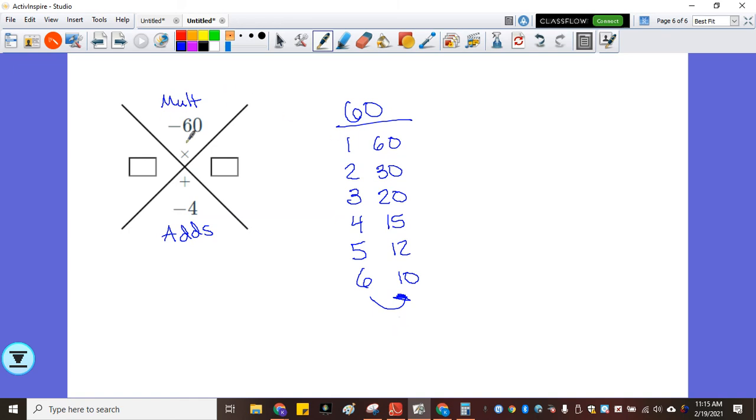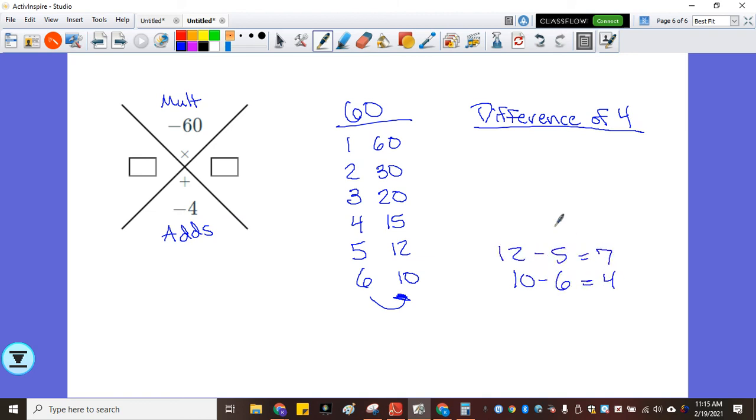Now, if this is a negative number, you want the difference of these. So which of these factors have a difference of 4? So if I subtract them, I get 4. 6 and 10. If I subtracted these, I get 7, I get 11, and so on and so forth. The numbers are getting bigger. So 6 and 10 have a difference of 4.